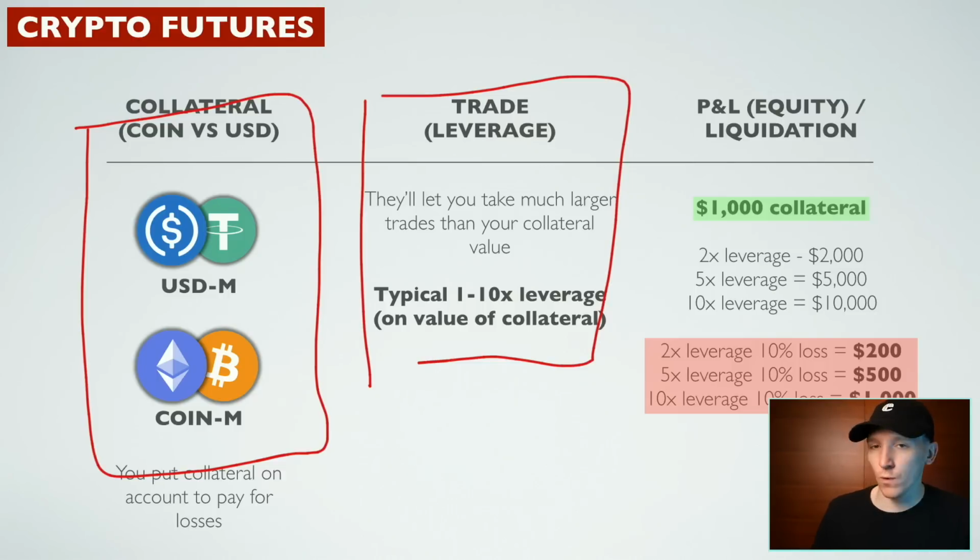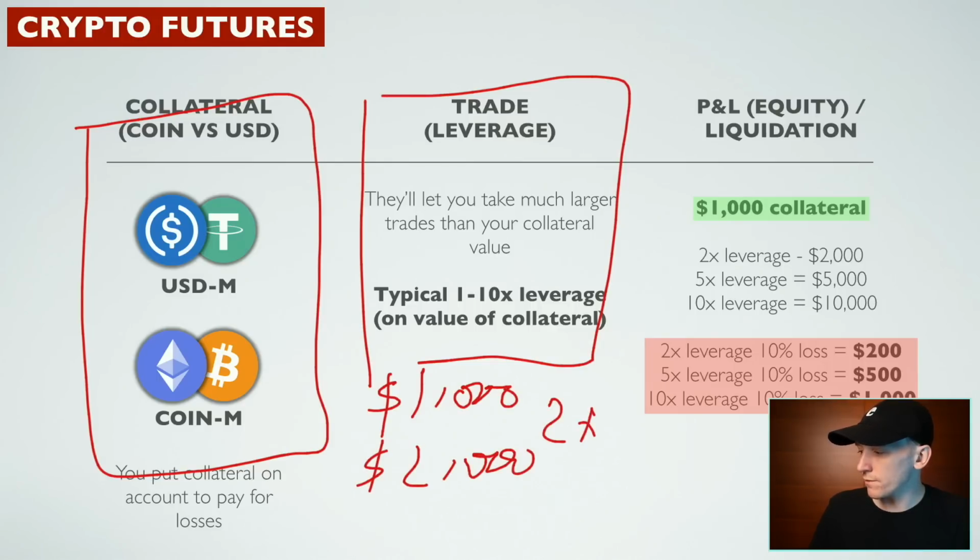You can use 2x leverage, for example. That means if you have $1,000 on the platform, you can open a position worth $2,000. That's 2x leverage, right? The reason they will let you do that is because you have $1,000 of cash there to pay for a potential loss. And as long as you can pay for the potential loss, you can open the position.